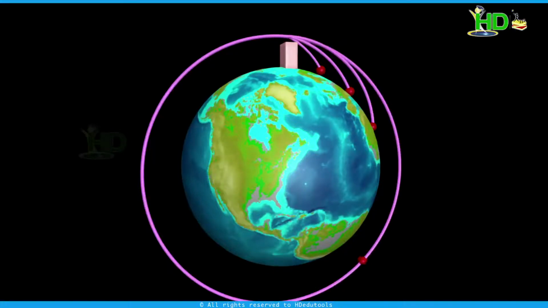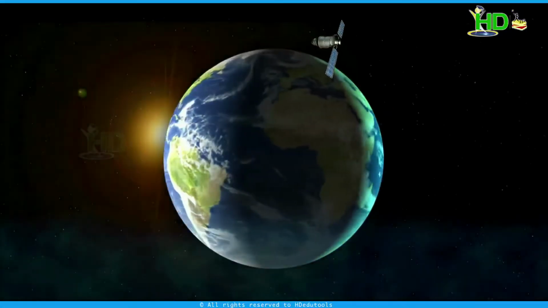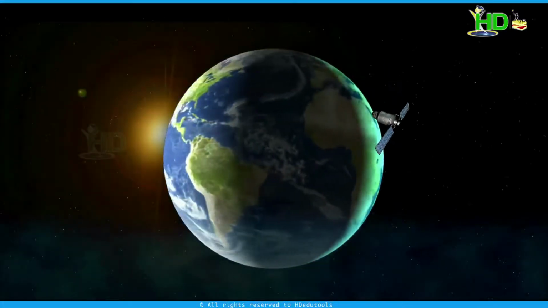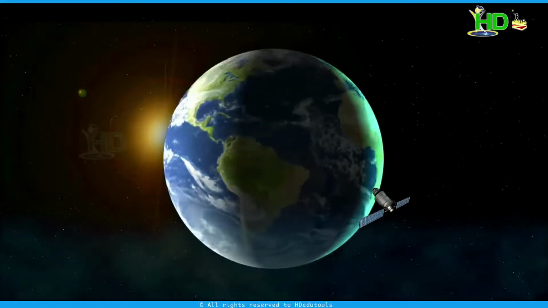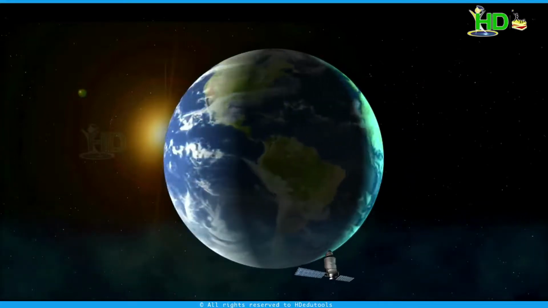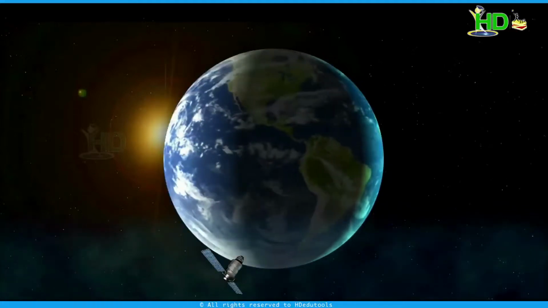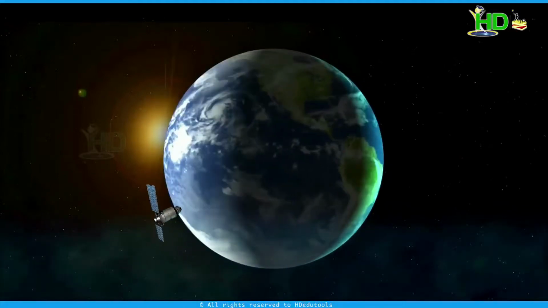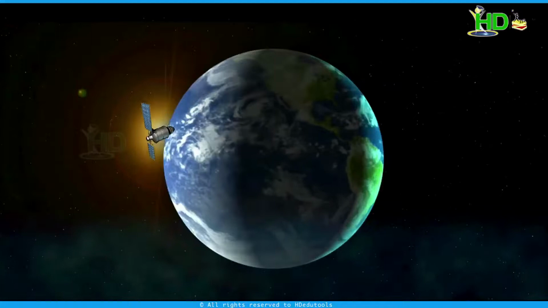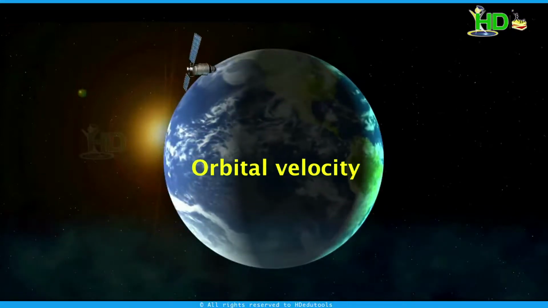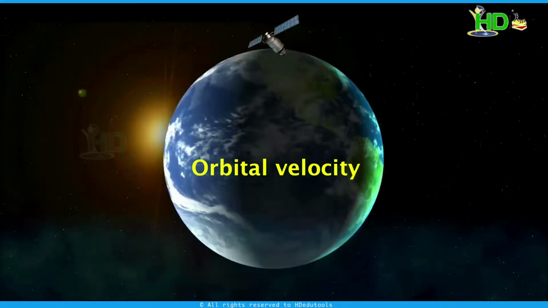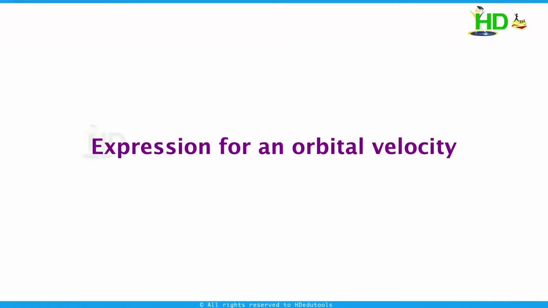When this object is moving around a planet, for what velocity will the object orbit around the earth? In general, satellites are taken to a required height and are given a required horizontal velocity such that they revolve around the planet. This horizontal velocity with which the satellite revolves around the planet is called orbital velocity. Now we are going to derive an expression for orbital velocity.